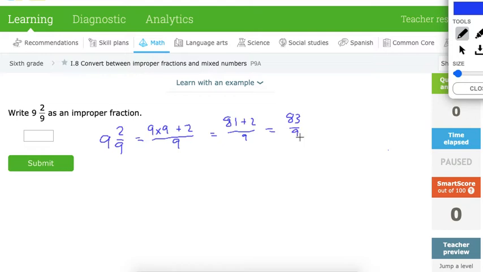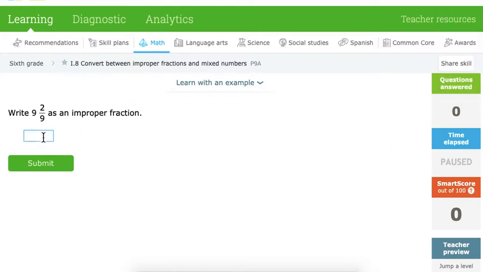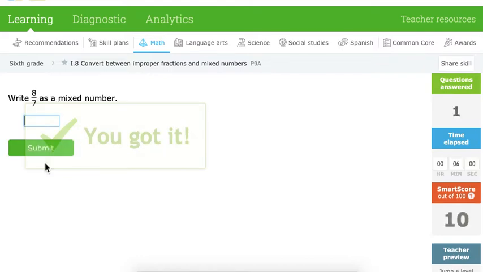So that's the way we can fill that one out. So we can go ahead and put in 83/9. We put them in with the fraction bar, with the division bar like that. That's where you put in fractions most of the time when you're typing them in, and submit that.